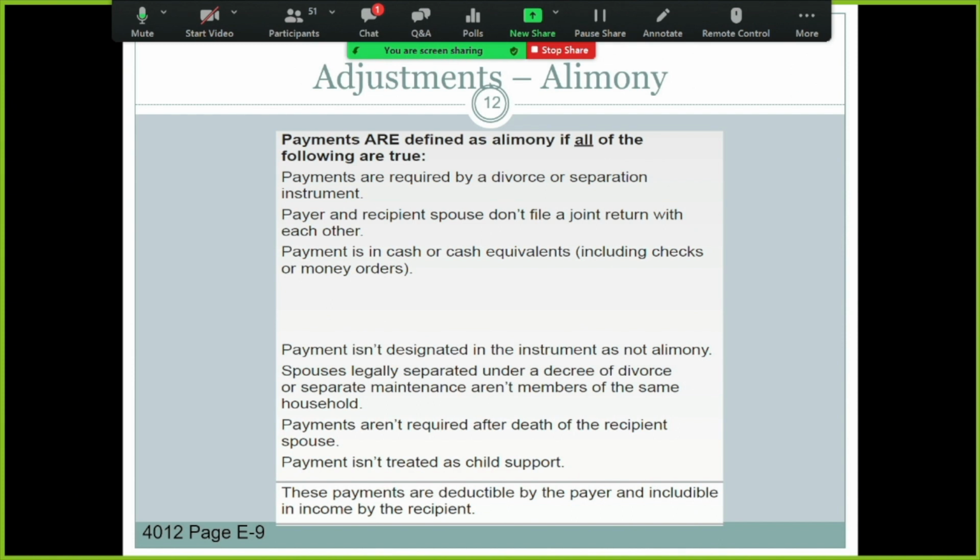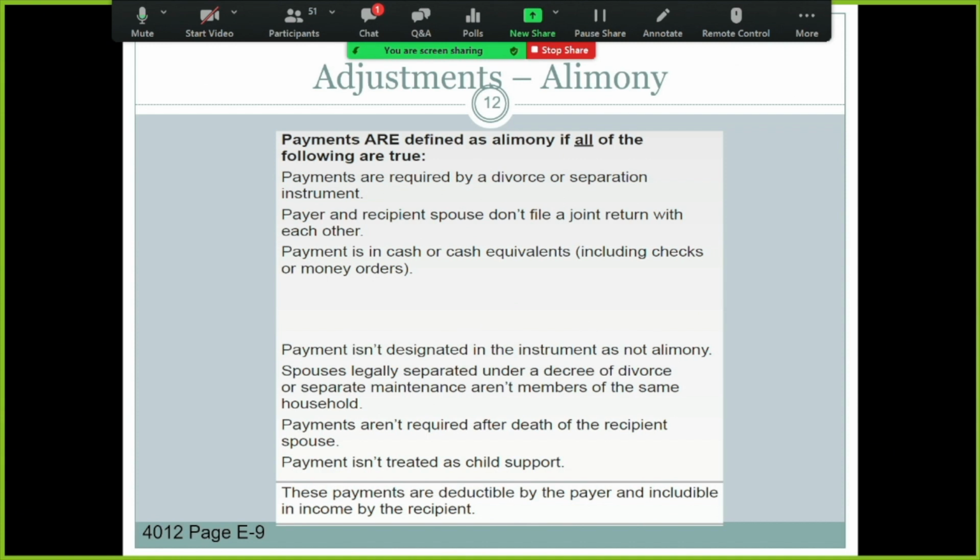Payer and recipient spouse don't file a joint return with each other. Payment is in cash or cash equivalent, including checks or money orders. Payment isn't designated in the instrument as not alimony. Spouses legally separated under a decree of divorce or separate maintenance aren't members of the same household. Payments aren't required after death of the recipient spouse. Payment isn't treated as child support. Now, these payments are deductible by the payer and must be included in income by the recipient.